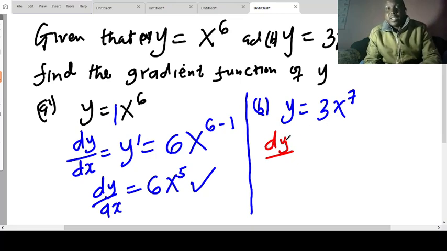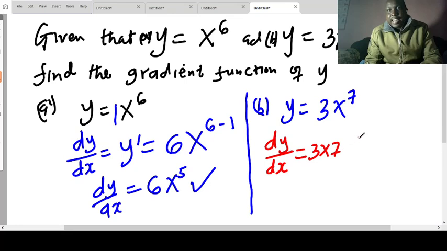That is why we say dy over dx, which is equal to now 7 is the power, the coefficient is 3, so it is 3 the coefficient times the power, which is 7, and then x raised to power 7 minus 1. So this one is equal to this times this. Use your calculator if you don't know. 7 times 3 is 21. And then x, 7 minus 1, you realize that it is 6.